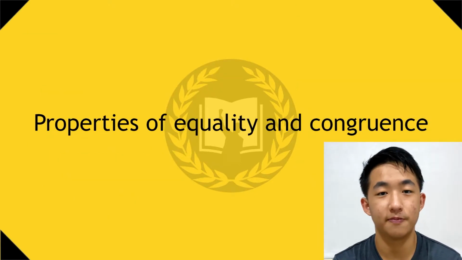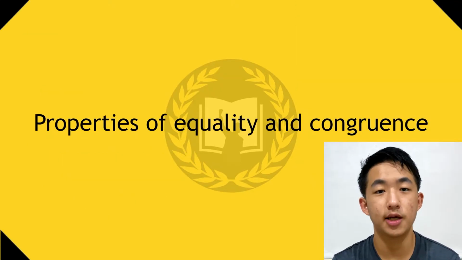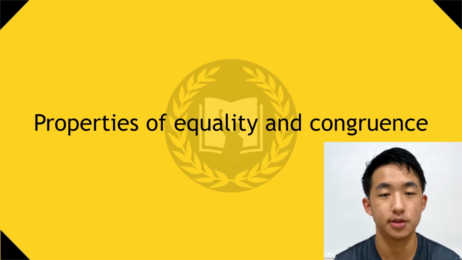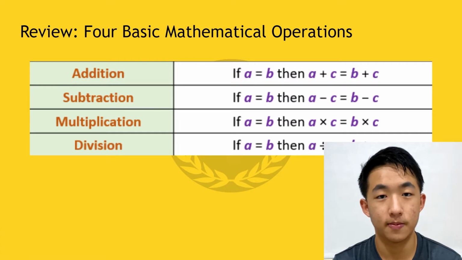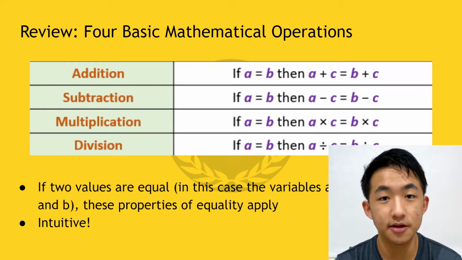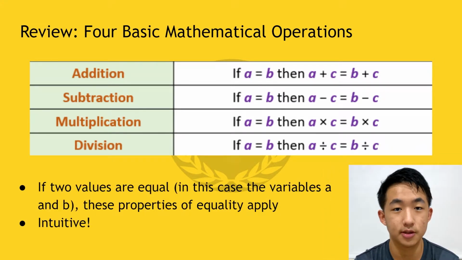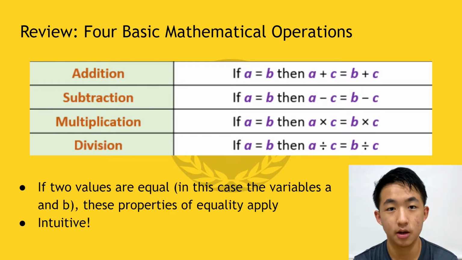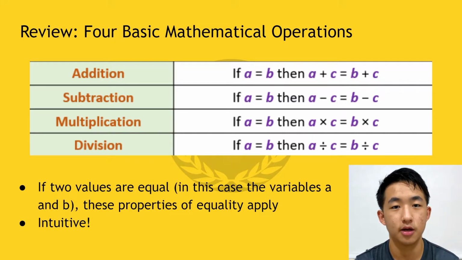So let's first start off by reviewing properties of equality and introducing properties of congruence. The four basic mathematical operations are also properties of equality. As seen in this table, if the two values, in this case variables a and b, are equal, then all four of these properties, addition, subtraction, multiplication, and division, all apply. So these four properties of equality should be pretty intuitive.